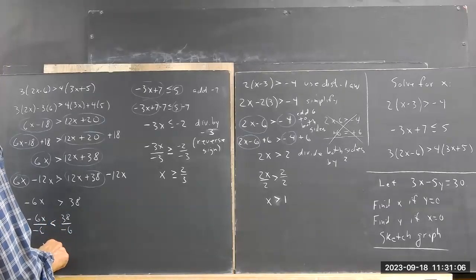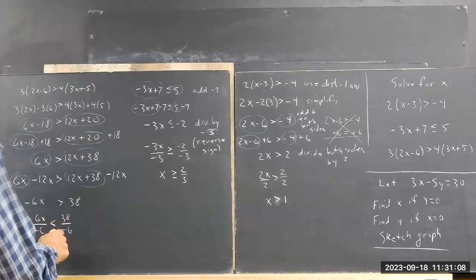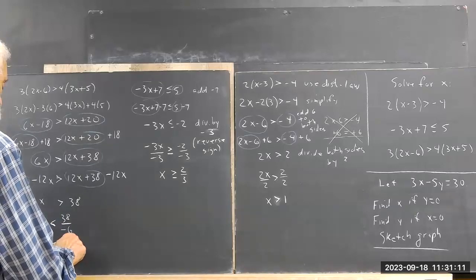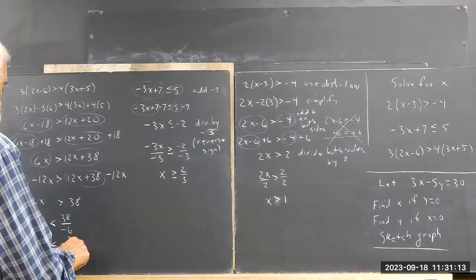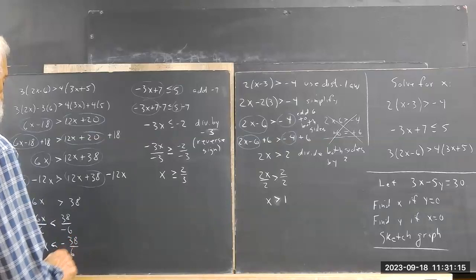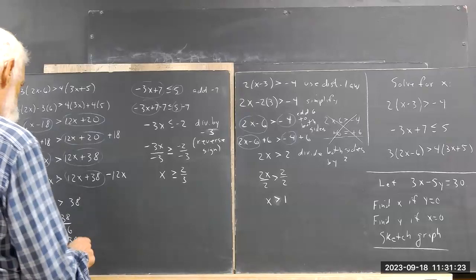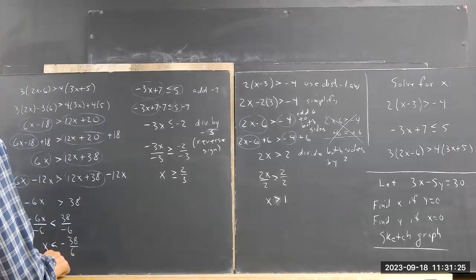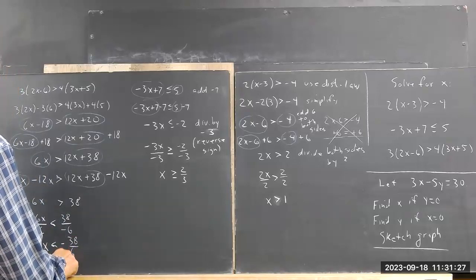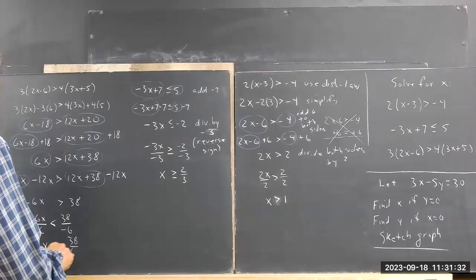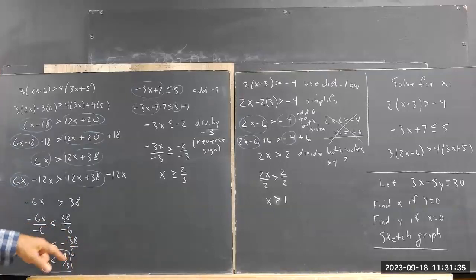Now we get x is less than, of course, 38 over negative 6, we write it negative 38 over 6. Divide the positive number by a negative number, so we get a negative number. We get negative 38 over 6. Now we've got one step of simplification here. 38 over 6 is 19 over 3. Reduces. Okay. So there it is.